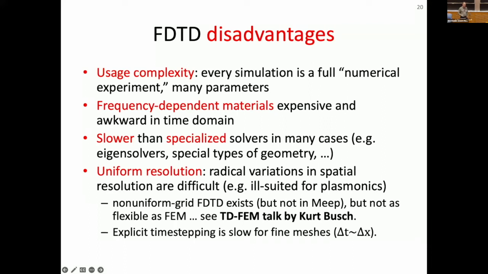If you just want to solve eigenproblems, then every FDTD simulation is really a full numerical experiment. You have lots of parameters to set up. You have to set up currents as a function of time. It's like constructing an experiment, whereas something that just solves for just one thing, like just eigenproblems, you just say, here's my structure, give me the eigenvalues. You don't have to think as much.